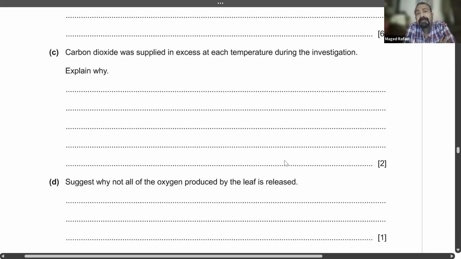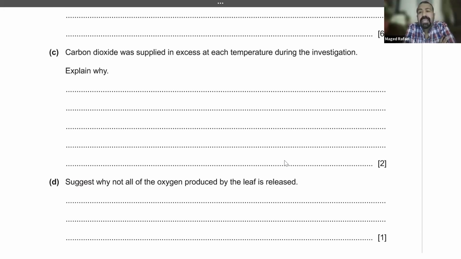Carbon dioxide was supplied in excess at each temperature during investigation. Explain why. Why do we have more carbon dioxide? Do you think it's related to the limiting factor idea? What do you think? Answer loudly or answer via chat box يا ولاد. No problem. Think with me about the idea. Yes, exactly, Abdurrahman. We don't want carbon dioxide to be a limiting factor here.